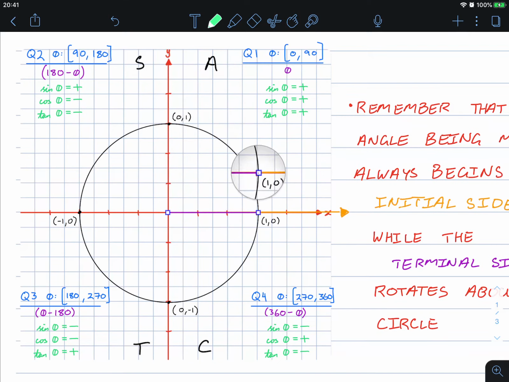So starting from 0, we go anti-clockwise. We stop at 90. We can go to 180, 270, and all the way back to 360. And now if we want angles greater than 360, we simply go further again. What do you notice about angles that have gone past 360?